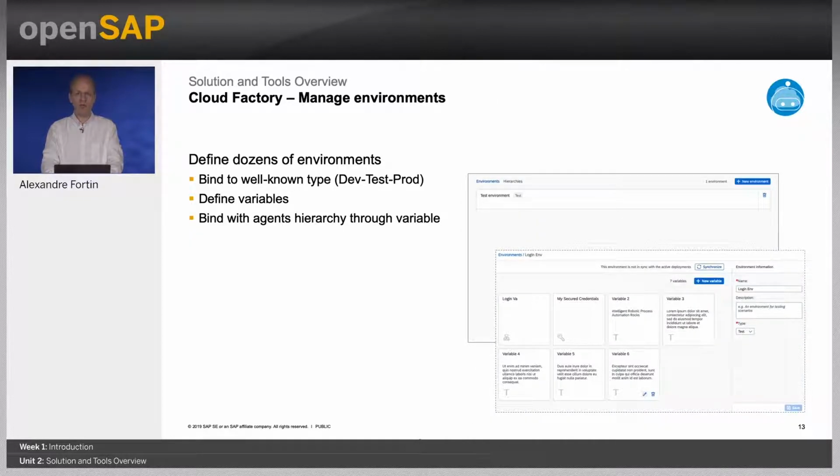Intelligent RPA takes into account at the early stage the concept of dev, test, prod. However, you can define several environments. Maybe you want to separate finance from supply chain, or one location from another location. Once created, you simply bind to a well-known type and link to a hierarchy by using a variable.